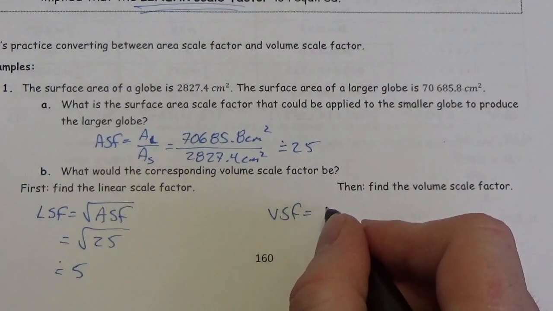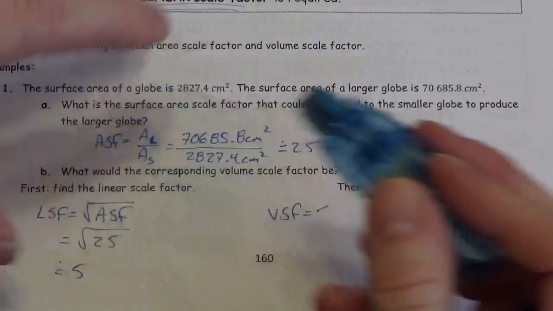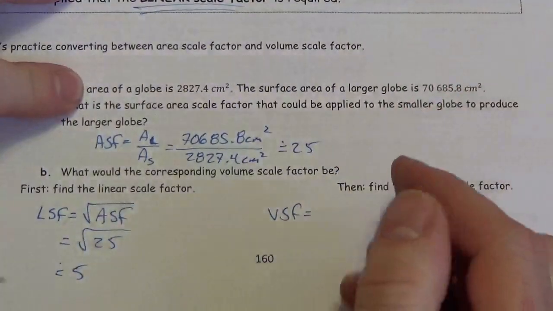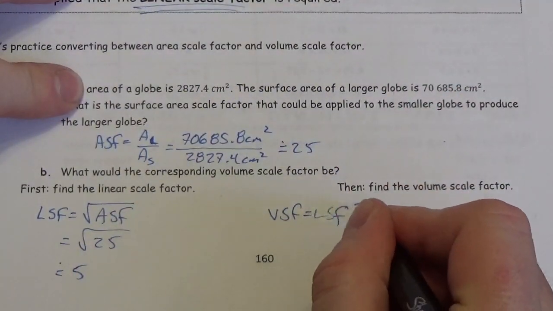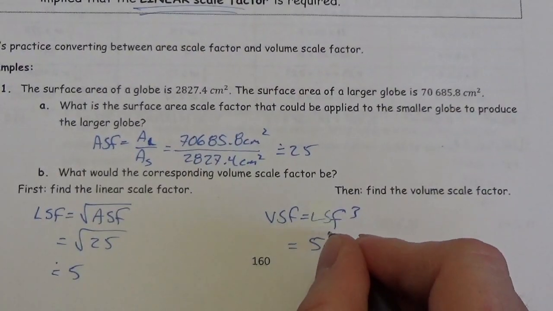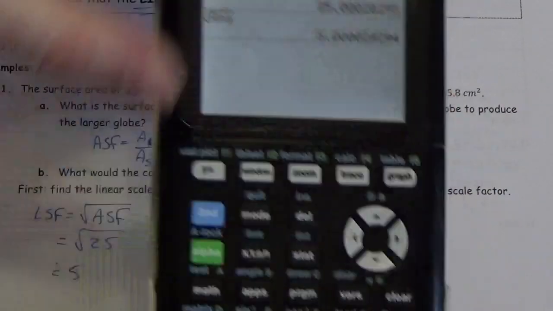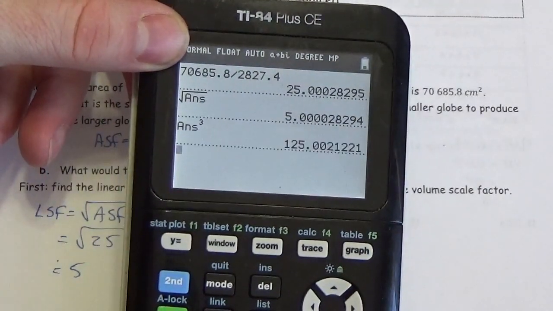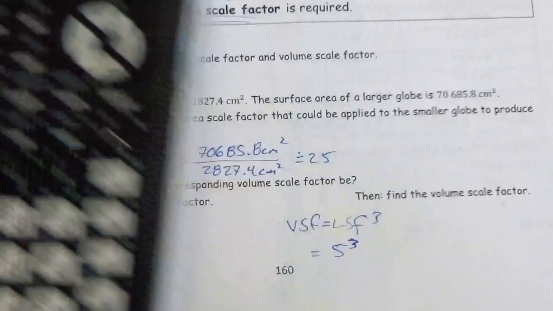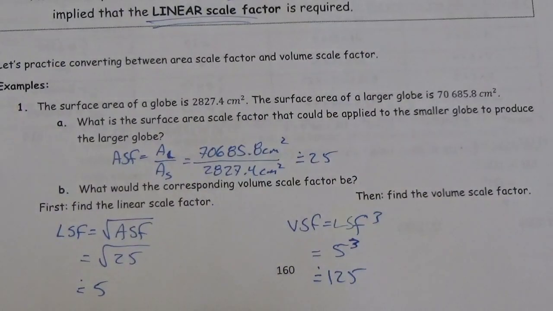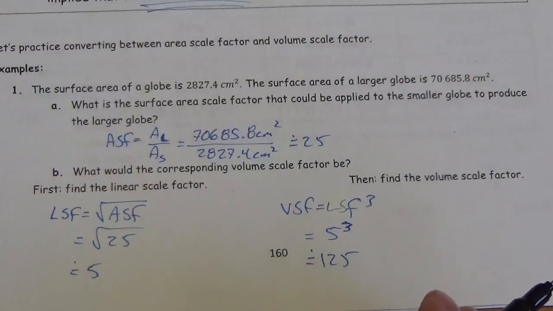So the volume scale factor is going to equal the linear scale factor cubed. And so that is going to be roughly 5 cubed. I know this isn't exactly 5, but I suspect it'll be close enough to 125. So this is going to be approximately 125. Okay, and so there you go. That's the volume scale factor comparing these two globes.